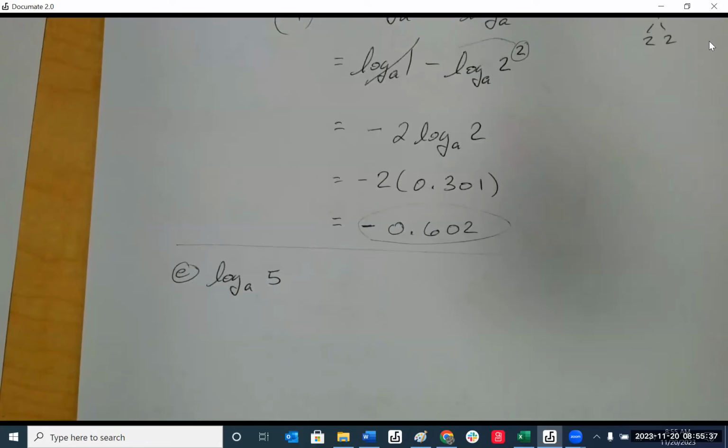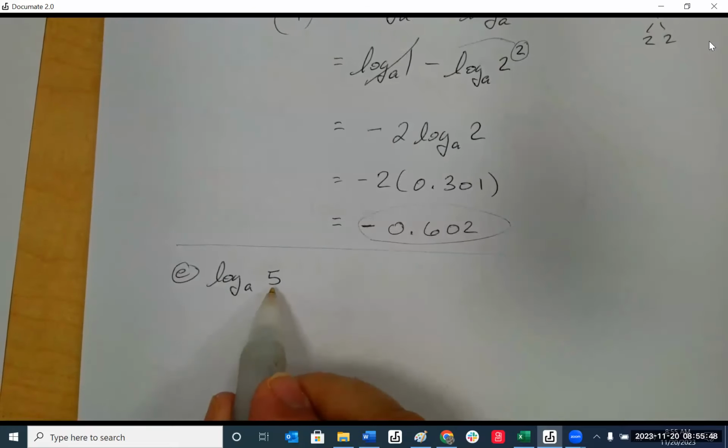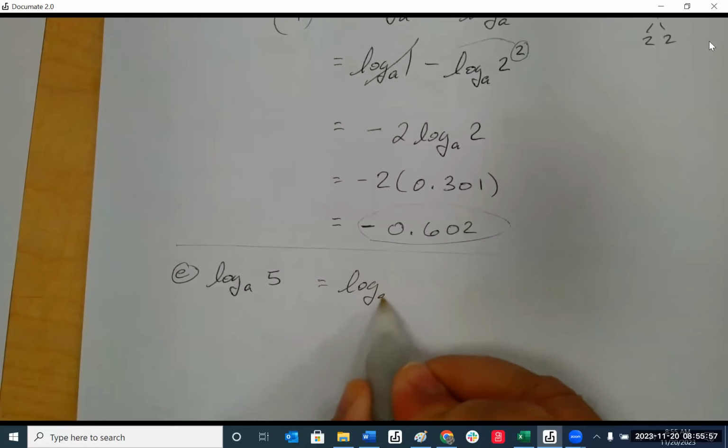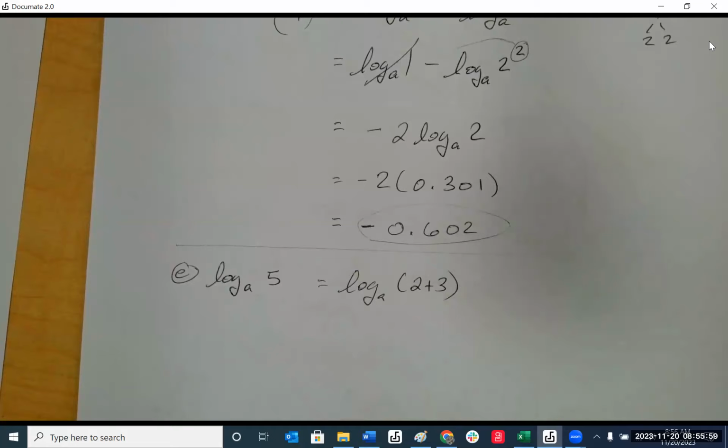How about this one? Log base A of 5. Do we have any rules? How can we do 5? Well, the only thing with what we have, we can say 2 plus 3. But are there any rules that say we can take the log of something added? No. So that's as far as that one goes. There's no property that says we can expand that.